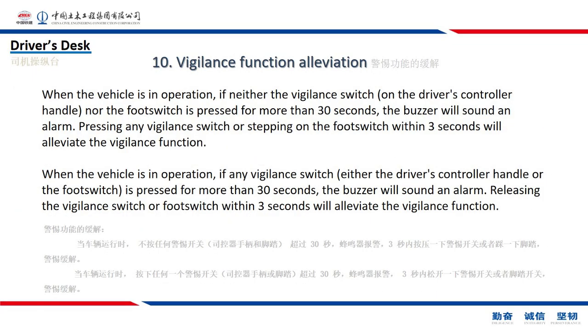Slide 30, vigilance function alleviation. There are also ways to alleviate the vigilance alarm. If the buzzer sounds because no switch has been pressed for 30 seconds, pressing the handle switch or stepping on the foot switch within 3 seconds will reset the system. On the other hand, if a switch is held down too long, releasing it within 3 seconds after the alarm will also reset the system. In both cases, the goal is to confirm that the driver is alert and able to control the train.